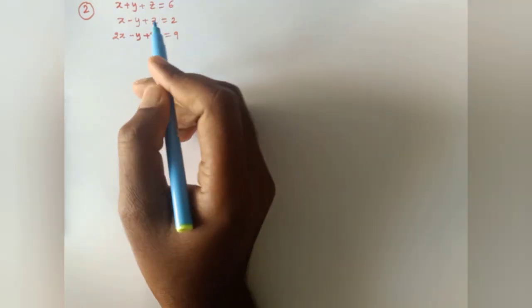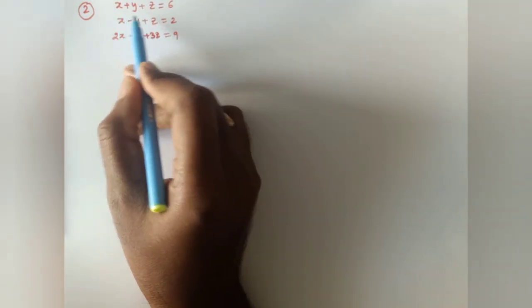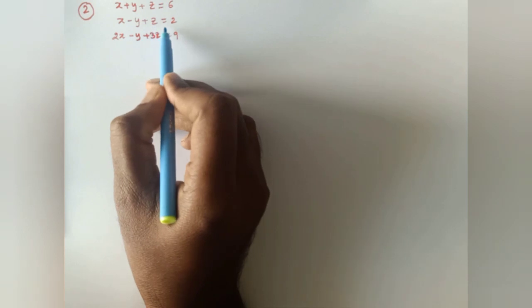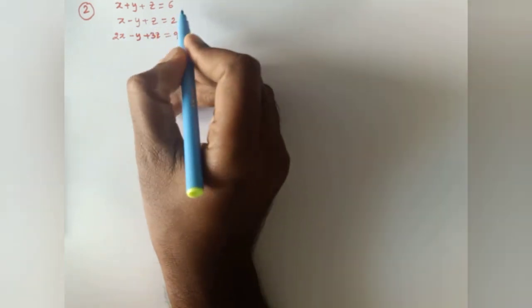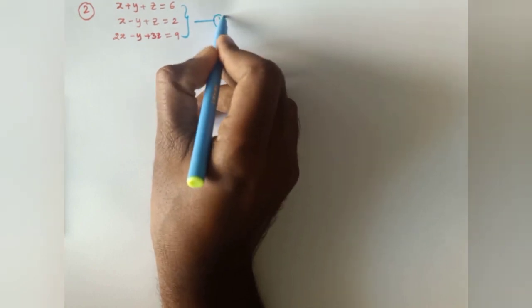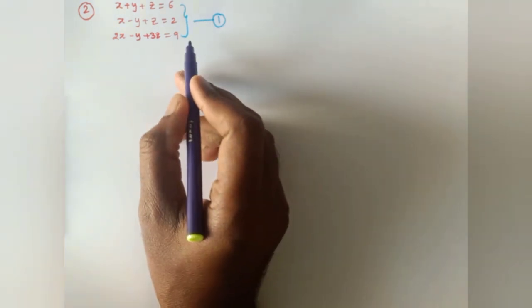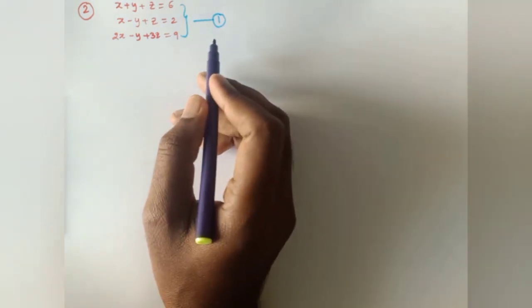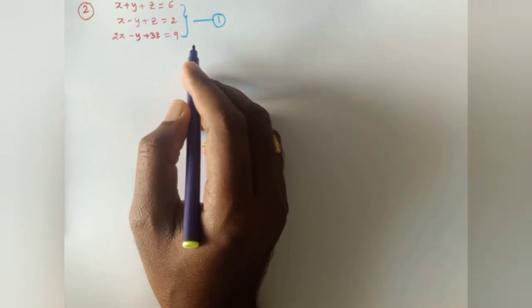Next, second problem. x plus y plus z is 6, x minus y plus z is 2, and 2x minus y plus 3z is 9. Let this be system 1. Here what you have to find? You need to find whether the given system is consistent or inconsistent. If it is consistent, then find the solution.